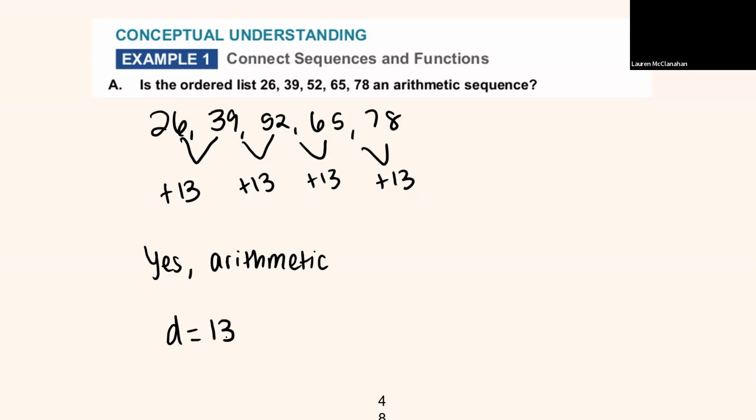Now, let's say we would have done this sequence and we would have said, okay, 13, 13, 13, but let's say your last number was 77 instead of 78, and we only added 12 that last time. Then you would write not arithmetic, and then there's not a common difference. Okay, so you only have D equals when we're adding the same thing every time or subtracting.